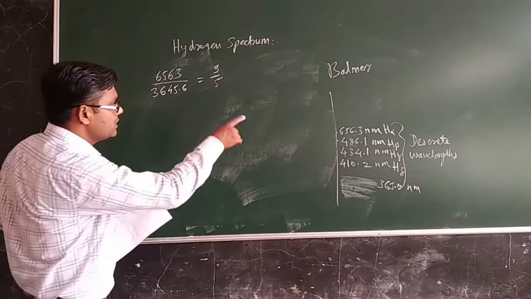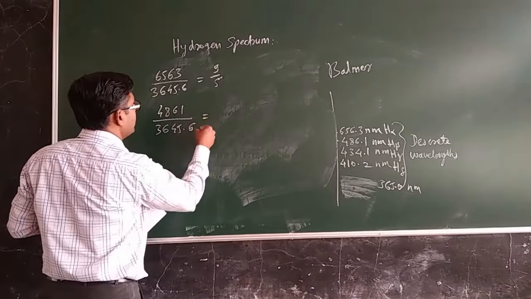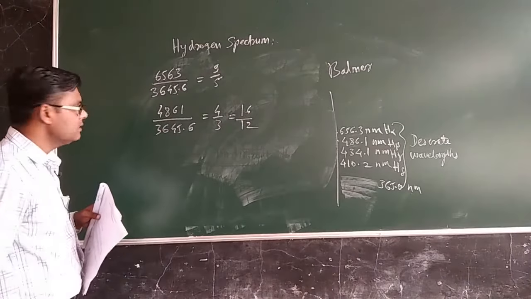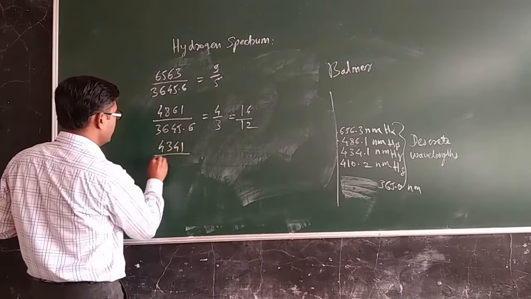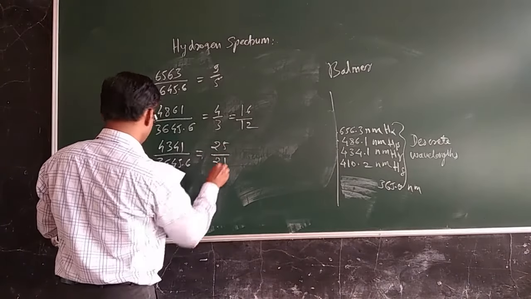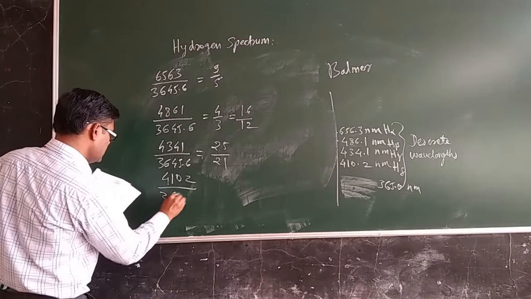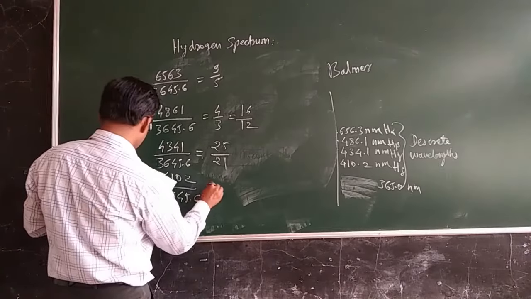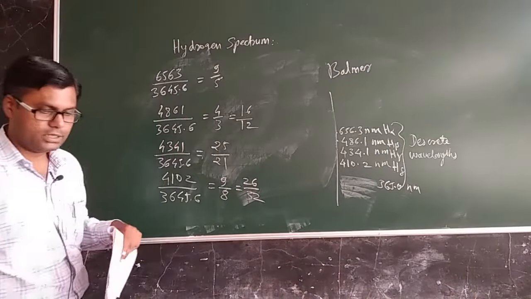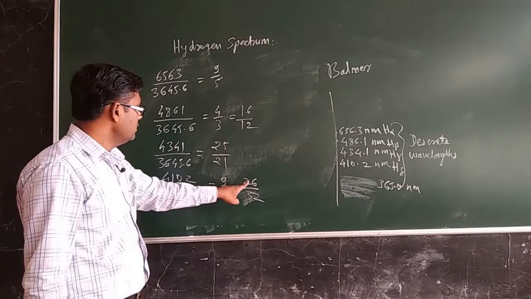Now the second is 4861 divided by 3645.6. It again gives a ratio, that is 4/3, and this 4/3 can be written as 16/12. Now the third, 4341 divided by 3645.6, would again be a ratio, that is 25/21. And the last one is 4102 divided by 3645.6, which is equal to 9 by 8, and it can be written as 36 by 32. Now just observe the ratios: 9 by 5, 16 by 12, 25 by 21, 36 by 32.